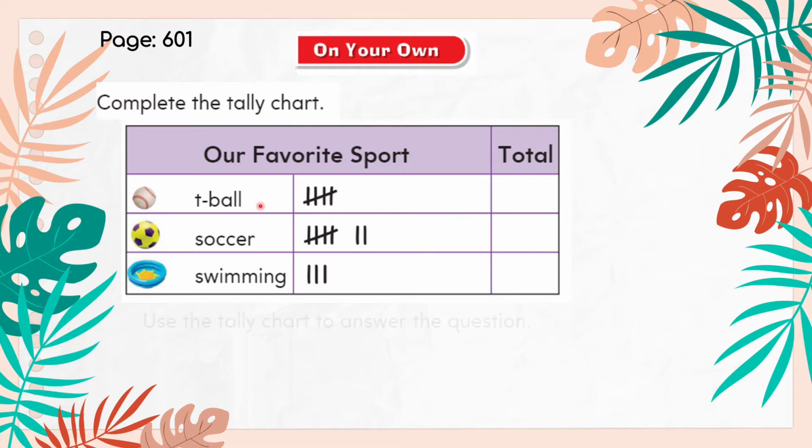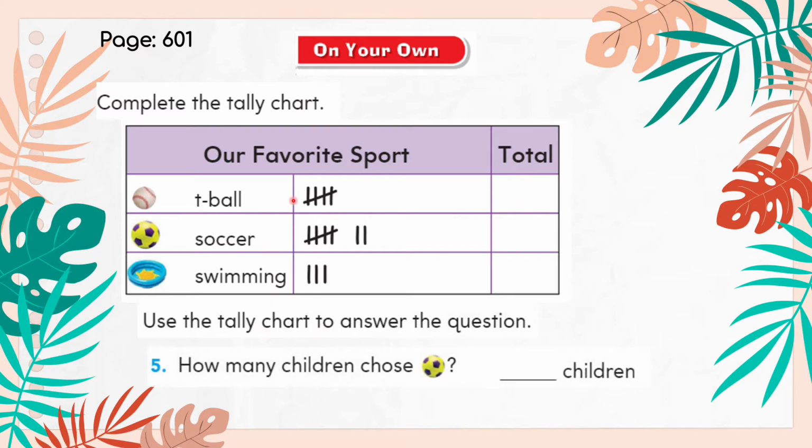So what we are going to do is count the tallies in front of each sport, and we have to write that number down in the column which says total. So let's count 1, 2, 3, 4, 5. So we're going to write 5 in front of t-ball. For soccer we have 1, 2, 3, 4, 5, 6, 7. So we will write 7 in front of soccer. Let's look at swimming now. 1, 2, 3. So we will write 3 in front of swimming.